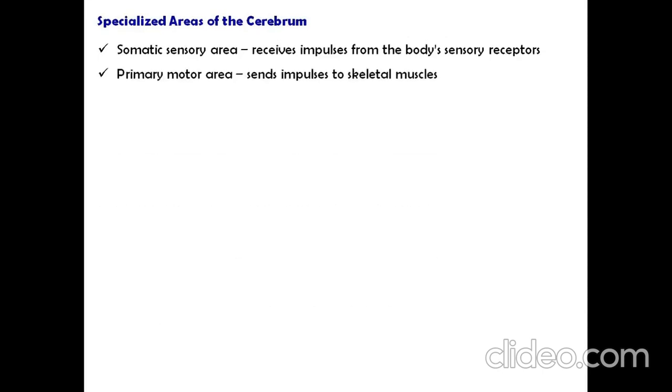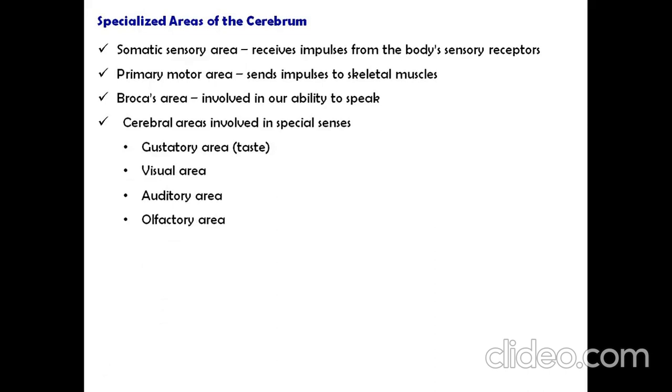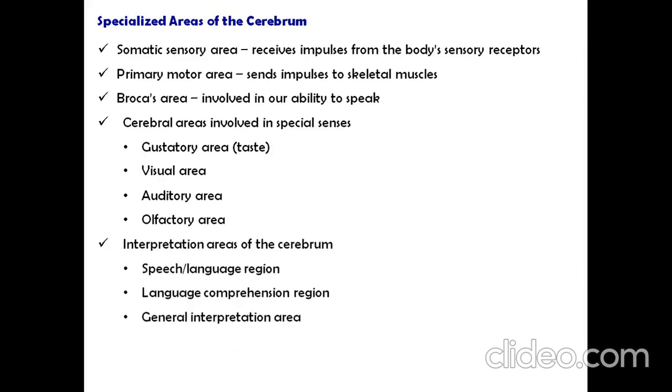Now next one is the specialized areas of the cerebrum. Somatic sensory area, which receives the impulses from the body's sensory receptors. Primary motor area sends the impulses to the skeletal muscle. Broca's area is involved in our ability to speak. Cerebral areas involved in special senses, which are the gustatory area, visual area, auditory area and the olfactory area. Interpretation areas of the cerebrum, which are the speech and language region, language comprehension region, and general interpretation area.